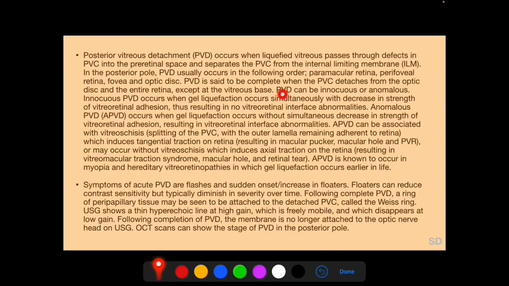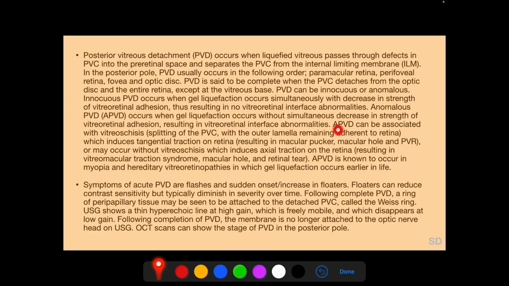Posterior vitreous detachment can be either innocuous or anomalous. Innocuous posterior vitreous detachment occurs when liquefaction of vitreous gel takes place simultaneously with decrease in strength of vitreoretinal adhesion, thus resulting in no vitreoretinal interface abnormalities. Anomalous posterior vitreous detachment occurs when liquefaction of vitreous gel takes place without simultaneous decrease in the strength of vitreoretinal adhesion, resulting in vitreoretinal interface abnormalities.